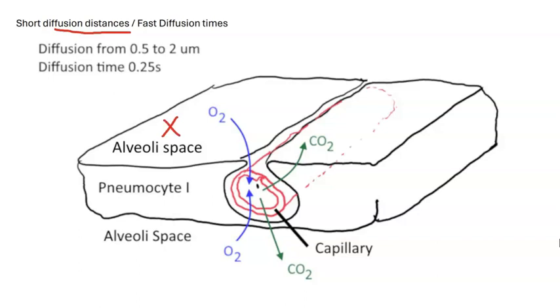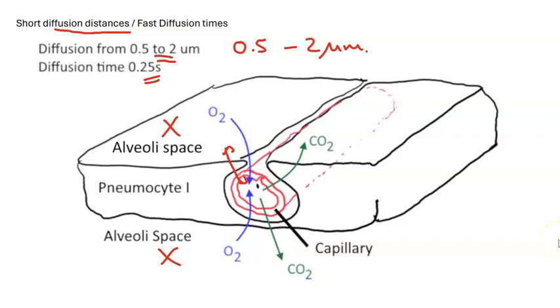So on this side we have the alveoli space, and indeed on this side we have alveoli space, and the red structure illustrates the capillary passing through the lung, and you can see the arrows indicating the movement of gases. But notice how the pneumocyte 1 is wrapped around the capillary structure, and therefore the diffusion distances are very, very small. And indeed they are reckoned to be in the order of 0.5 to 2 micrometers in distance. And so diffusion times are less than a quarter of a second.